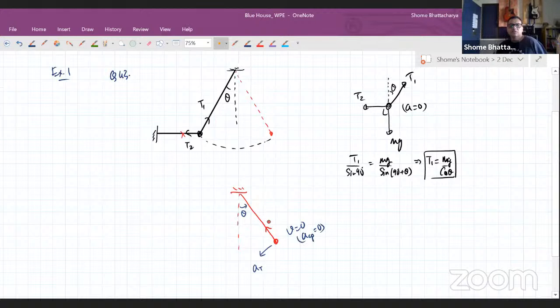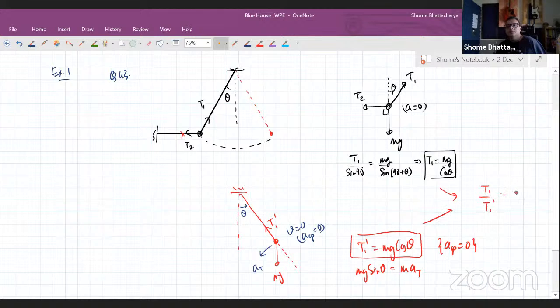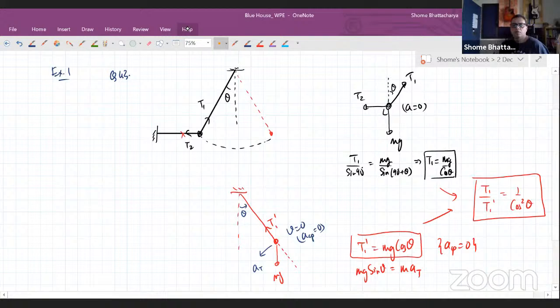So at this point of time, what is happening? Let's say the tension is T1 prime. That should act in such a way that the centripetal component is zero. Okay. So T1 prime balances mg cos theta. Why? Because centripetal acceleration is zero. Whereas mg sin theta provides the tangential acceleration. Okay. So anyway, now you compare this and this. So from this you will get that the ratio of T1 by T1 prime is 1 by cos square theta. Okay, so Shikhar, hope this is clear.